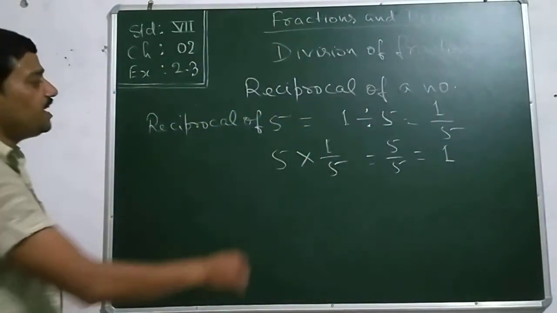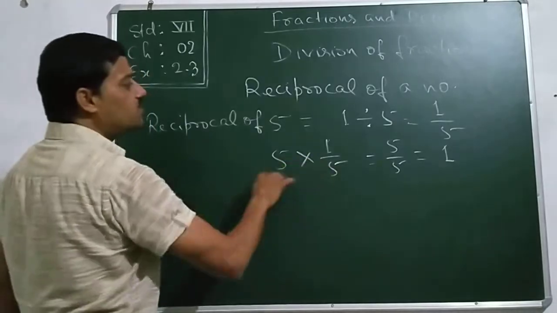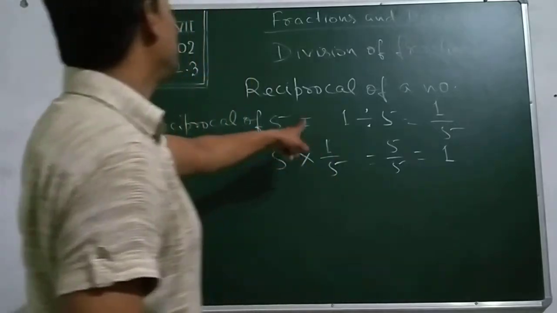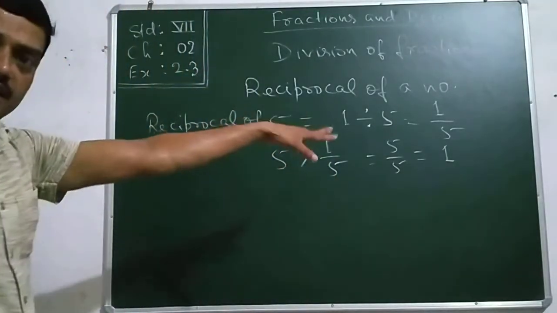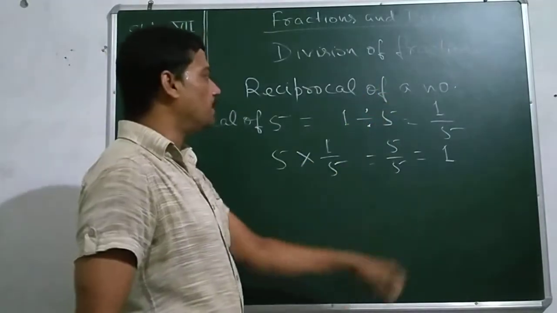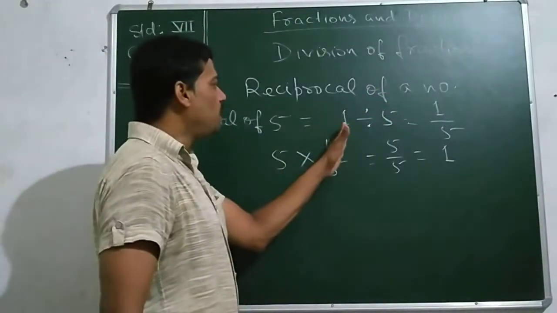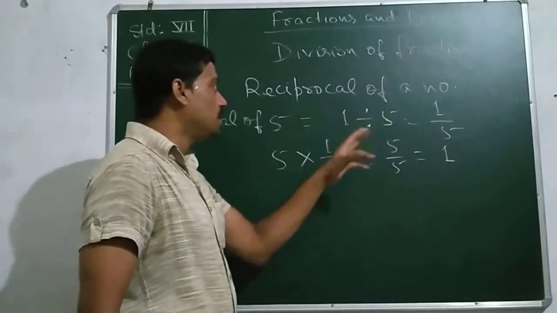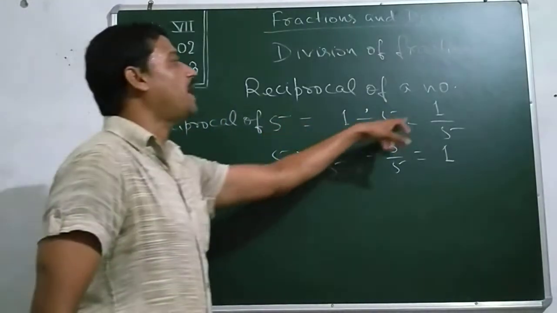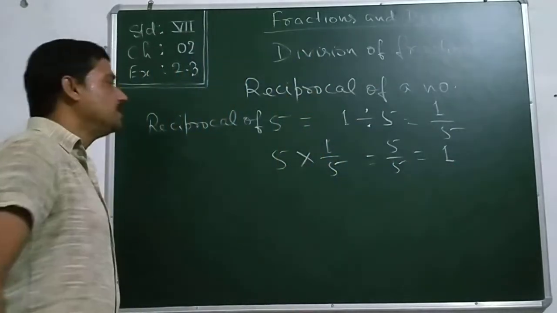If any number is multiplied by its reciprocal, the product is 1, and if 1 is divided by any number, we get the reciprocal of that number. Once again, here 1 was divided by 5, so the reciprocal of 5 we got is 1 by 5.